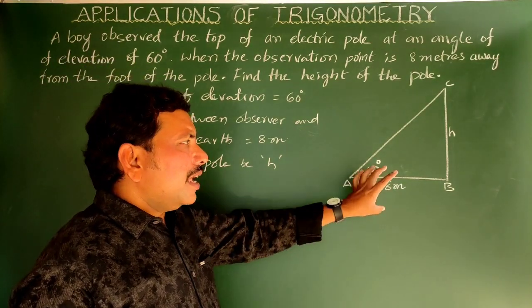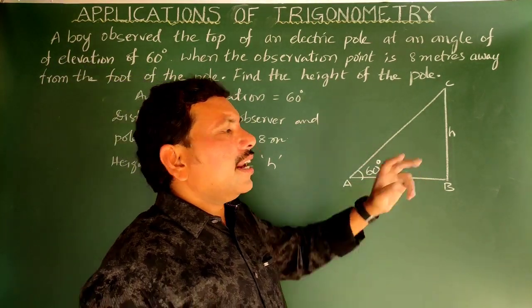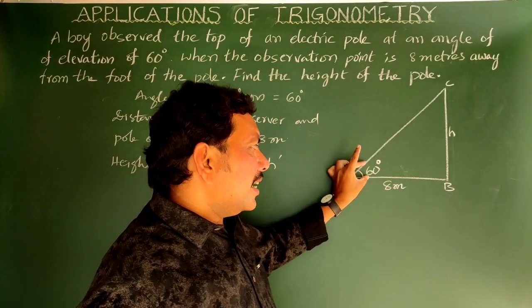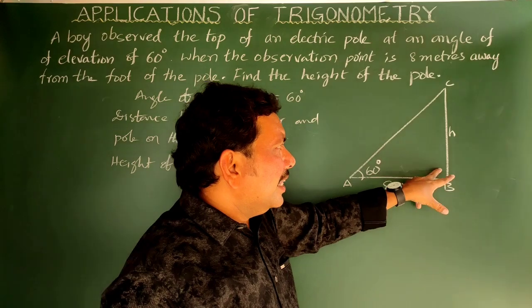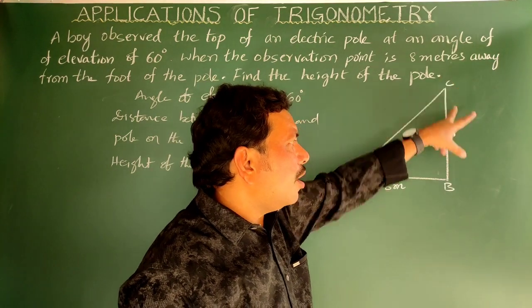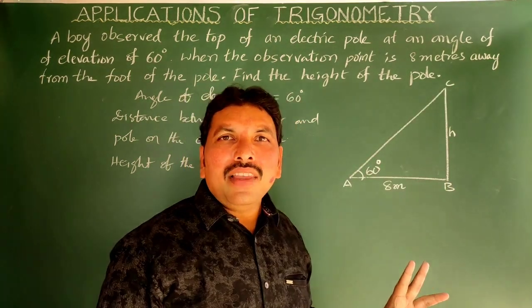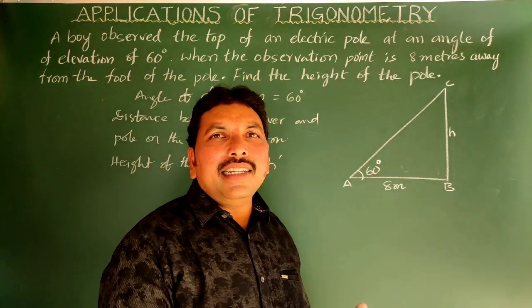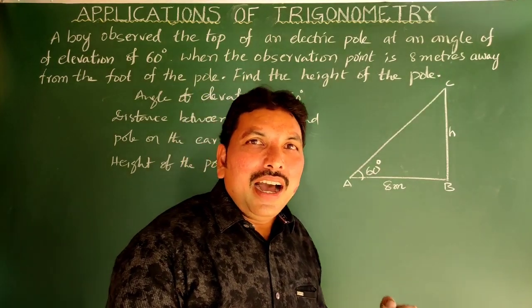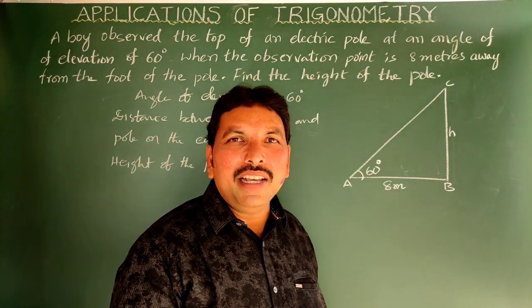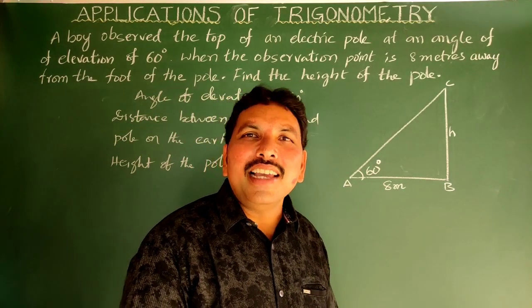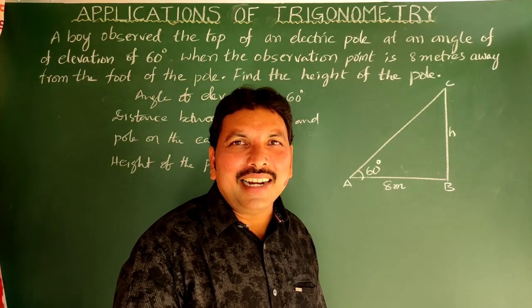Next, use the appropriate trigonometric ratio. Here, theta is equal to 60 degrees, as given. For 60 degrees, BC is the opposite side, and AB is the adjacent side. Adjacent side and opposite side will give us what? Yes, tan theta.